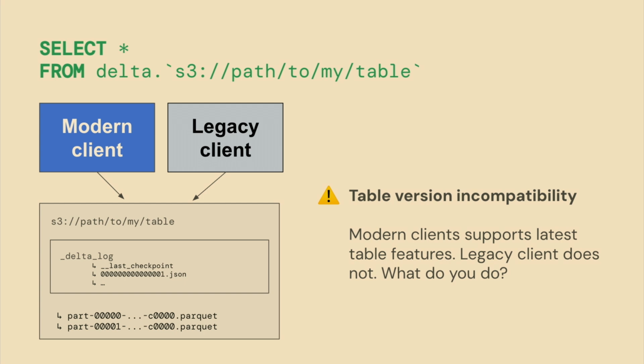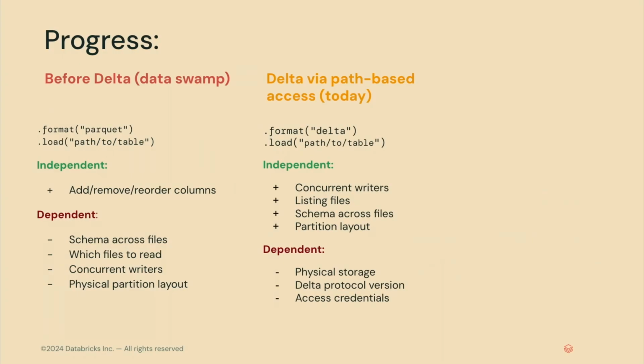But the problem is if both of these clients are statically pointed to the same exact path, you're faced with a difficult choice because both clients are expecting the same Delta log and the same Parquet files. And that means that you either keep your Delta table on the lowest common denominator in terms of features, in which case you're leaving a lot of performance and capabilities on the table, or you upgrade those Delta tables with the latest features, but in that case, you might risk breaking the legacy clients and breaking the users that rely on them.